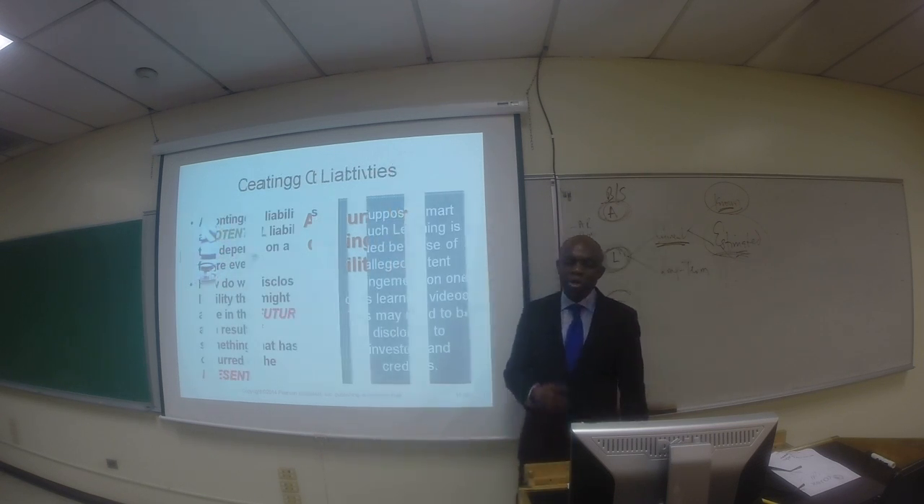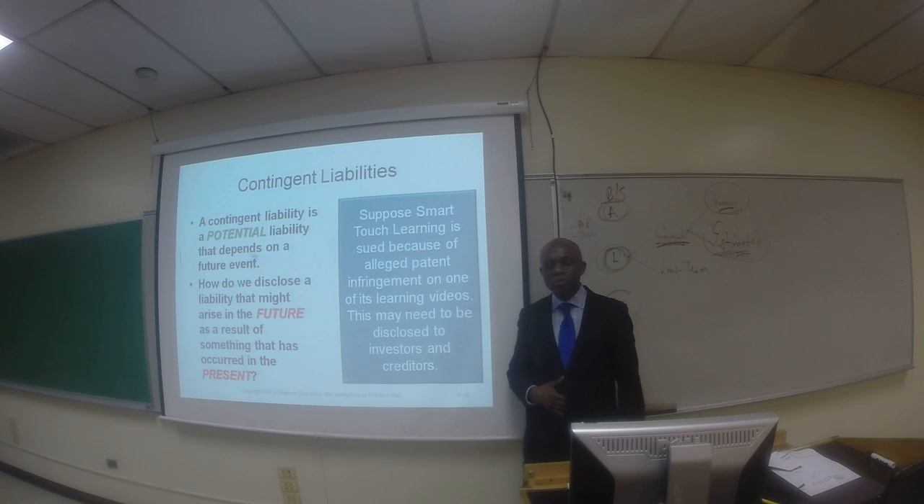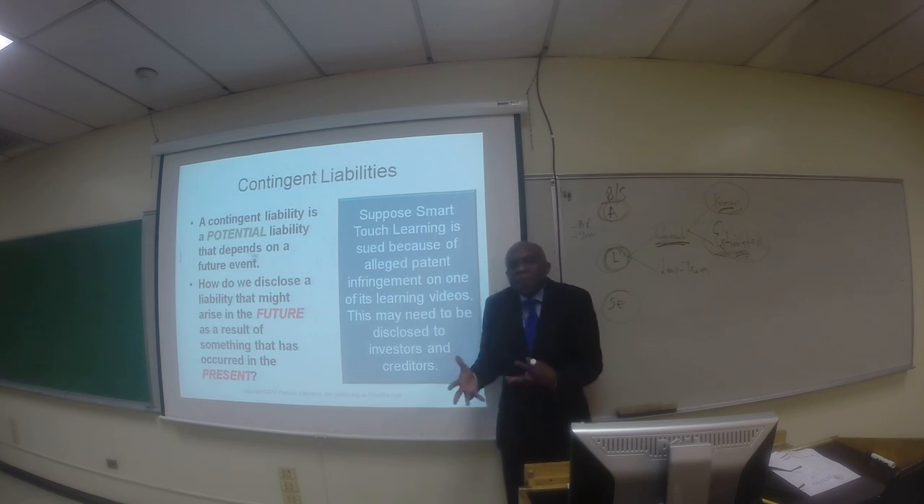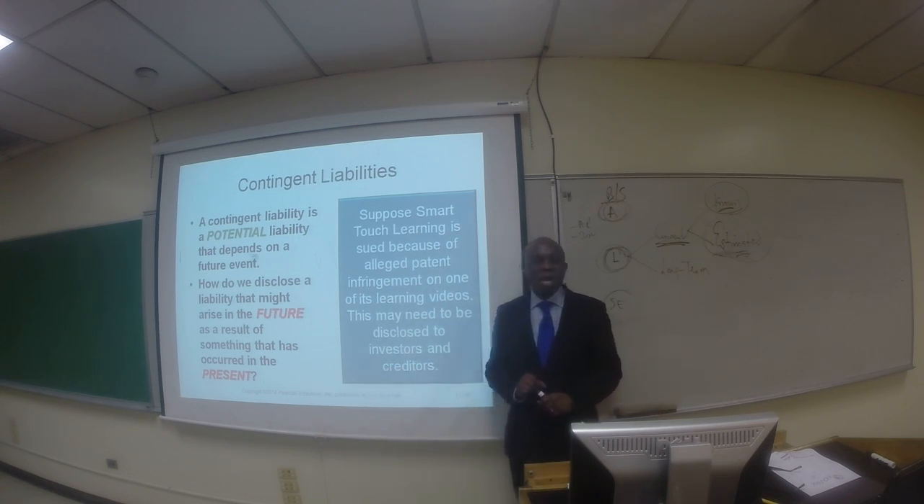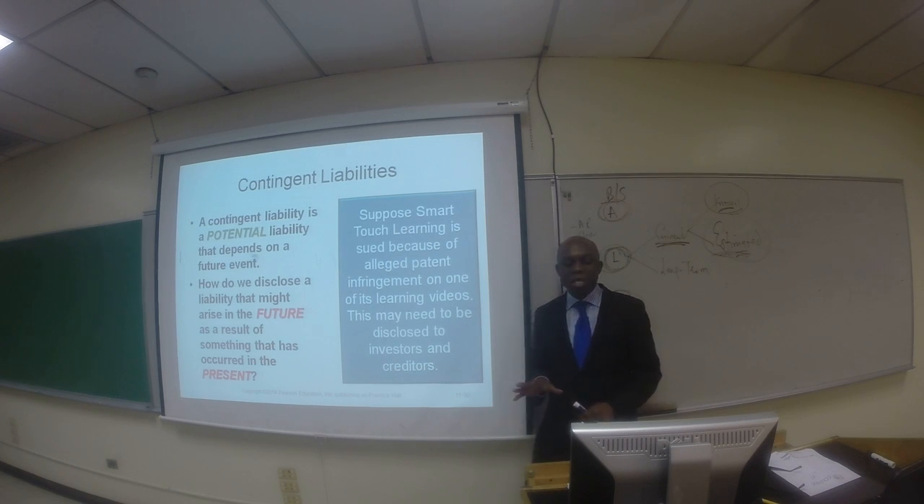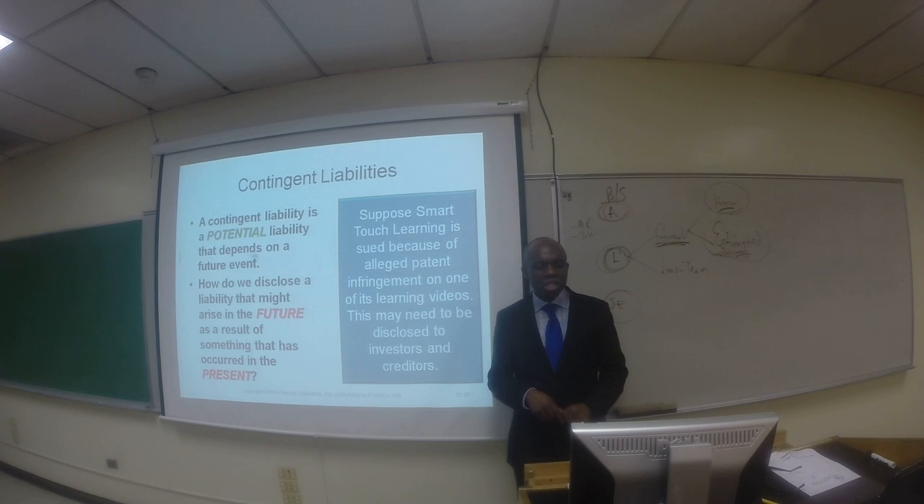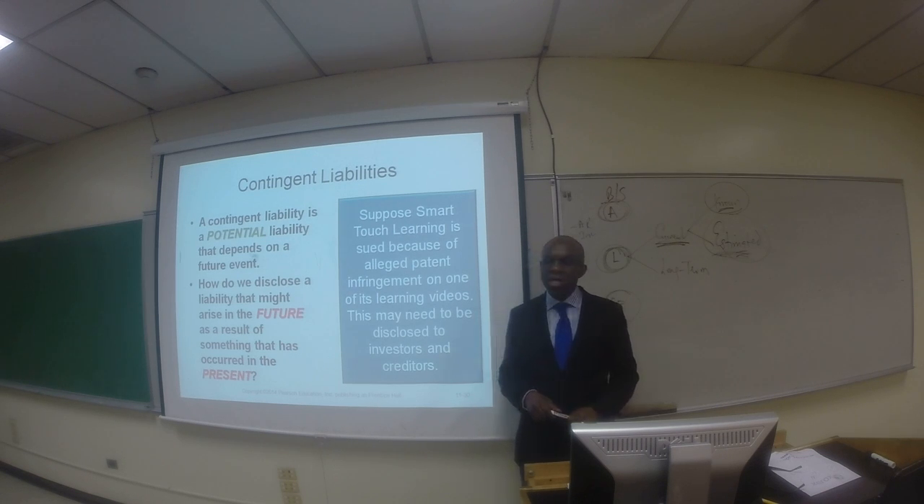So that is what we are talking about here. Let's take a look at what we have. We say that a contingent liability is a potential liability that depends on a future event. So how do we account for contingent liability? We really don't know yet what's going to happen in the future, but do we account for it? Yes and no. And how we do that, we are going to discuss in part 4, the last part of the chapter 11 presentation.